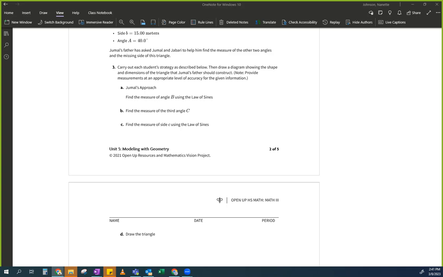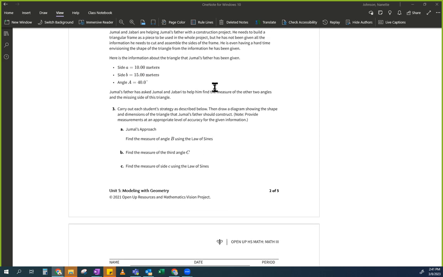All right, so we're going to finish off the 5.8 lesson. And this is the one problem that we left off on. It says, carry out each student's strategy as described below, then draw a diagram showing the shape and dimensions of the triangle that Jamal's father should construct. Provide measurements at an appropriate level of accuracy for the given information.